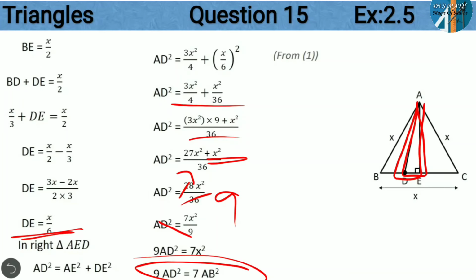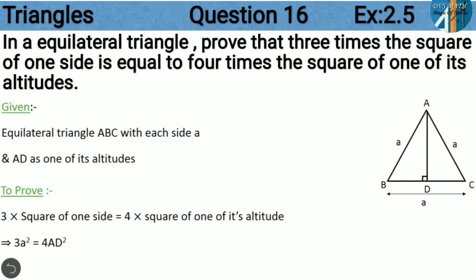Okay, so now let's move on to the last, the proving question. It is question number 16. In an equilateral triangle, prove that 3 times the square of one side is equal to 4 times the square of one of its altitudes. It is very simple. In an equilateral triangle, prove that 3 times the square of one side is equal to 4 times the square of one of its altitudes.